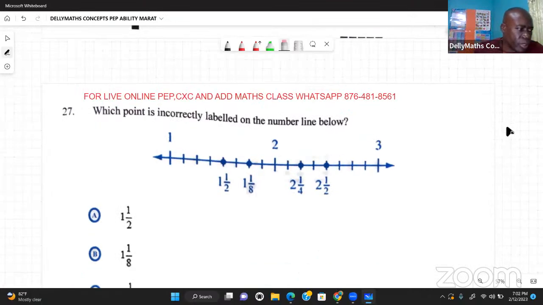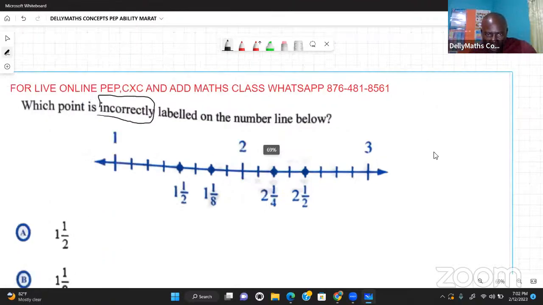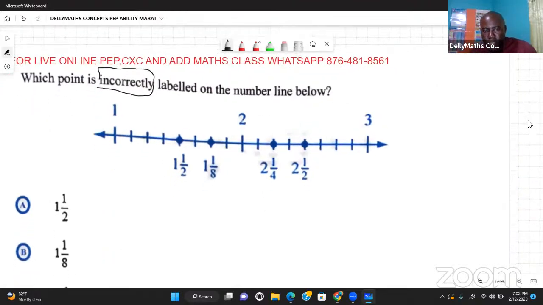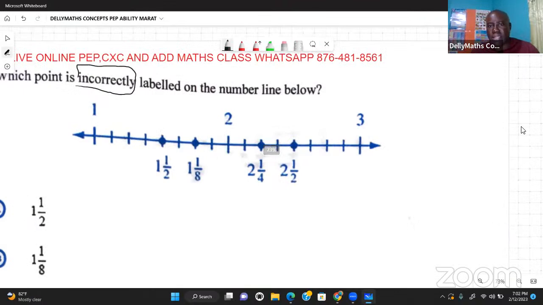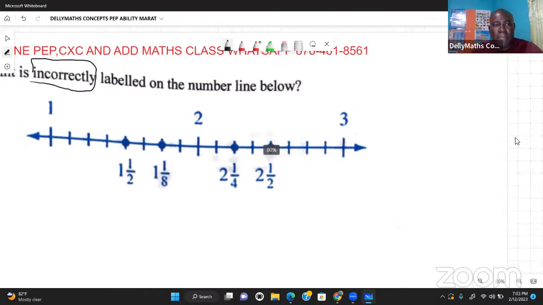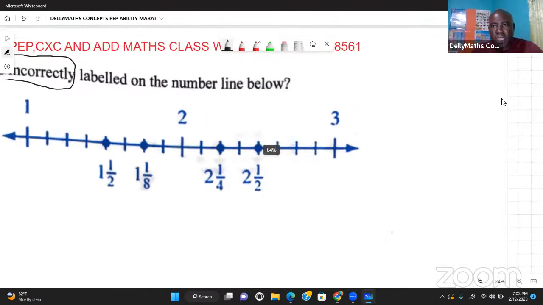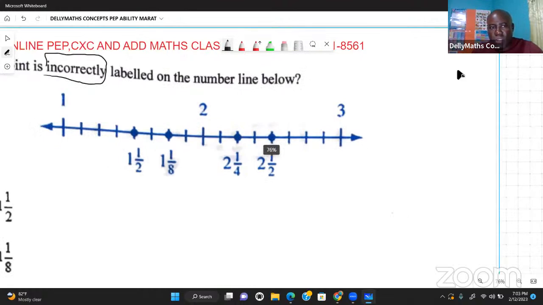Question 27. We're looking at 27 right now. It says, which point is incorrectly labeled? We're looking at the keyword incorrectly labeled here, incorrectly labeled on the number line. Now I could blow the number line up a little bit, right? Which one of these is not at the right place? I'm going to blow this up big in front of our faces so that we can see it well.